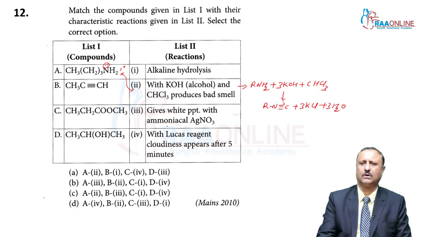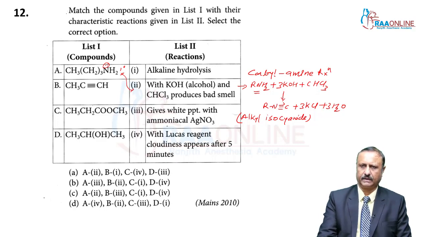Here, my dear friends, this compound is called alkyl isocyanide, and this compound is a bad smelling compound. It is also called carbylamine. So, this reaction is called the carbylamine reaction. My dear students, this reaction is only given by primary amines, not other compounds. So, we can distinguish primary amines and other substances by this reaction. So, here we can see the primary amine in this list. A goes to 2.